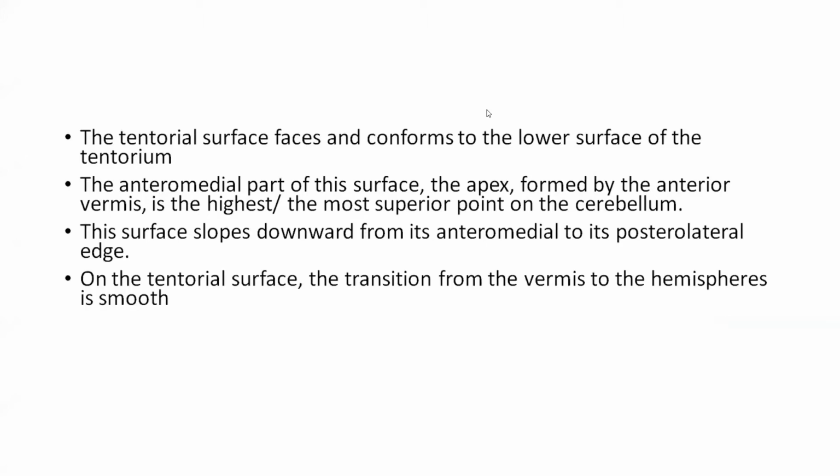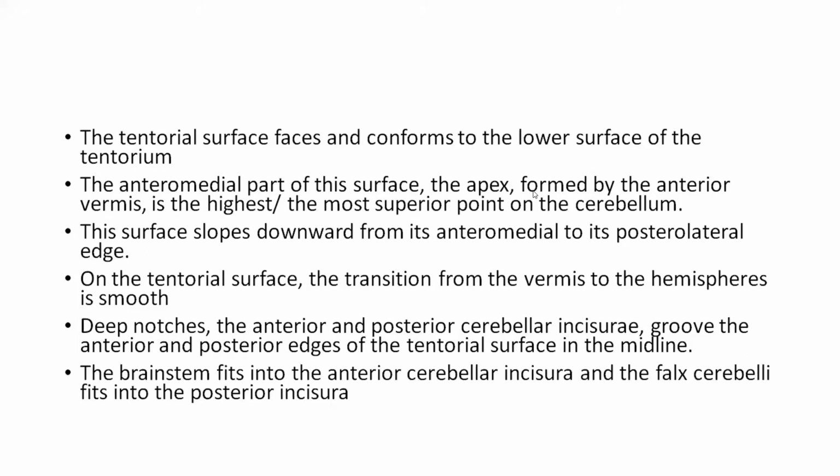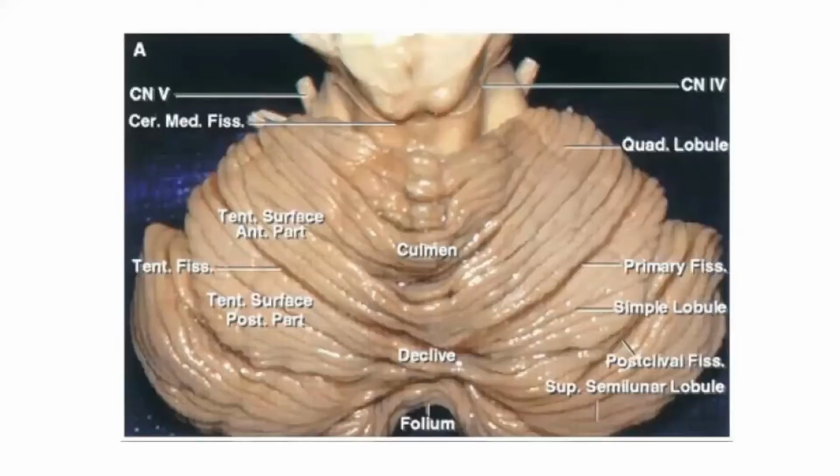On the tentorial surface, the transition from the vermis to the hemisphere is smooth. There are deep notches, the anterior and the posterior cerebellar incisura, that groove the anterior and the posterior edges of the tentorial surface in the midline. The brainstem fits into the anterior incisura, whereas the falx cerebelli fits into the posterior incisura. Now, these would not be very clear until we see it in the diagrammatic representation.